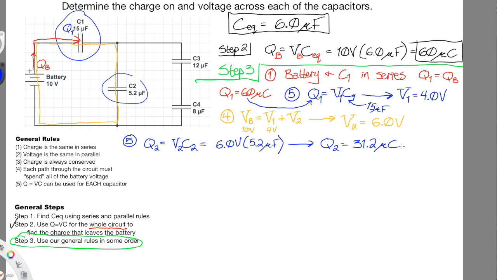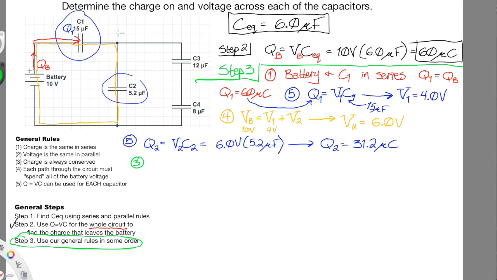So now we know everything we can know about capacitor 2. I'm going to go back to, we'll say, green here. So now we're left wondering what happens along this other path. Well, this is where we're going to bring in our conservation of charge.